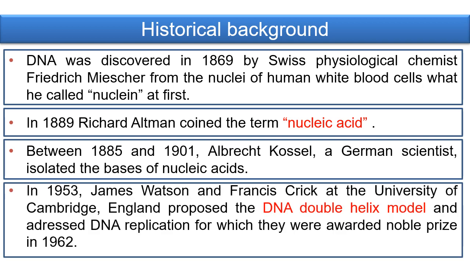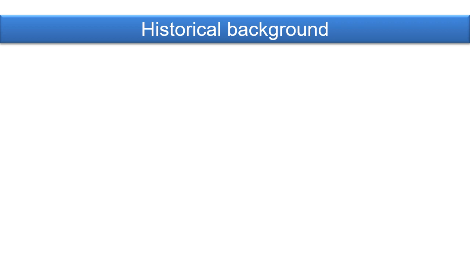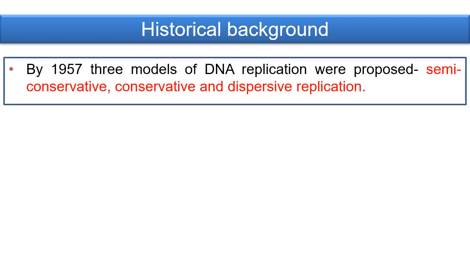In 1953, the greatest discovery regarding DNA and its replication came into light. That is, James Watson and Francis Crick at the University of Cambridge, England, proposed the DNA double helix model, and for this fascinating discovery, they were awarded Nobel Prize in 1962. They also addressed DNA replication for the first time. By 1957, three modes of DNA replication were proposed: semi-conservative, conservative, and dispersive replication. In this lecture, I am going to talk about the semi-conservative replication later on.